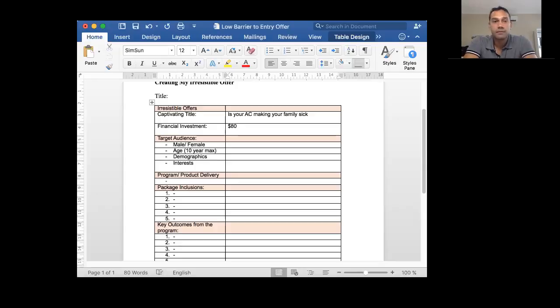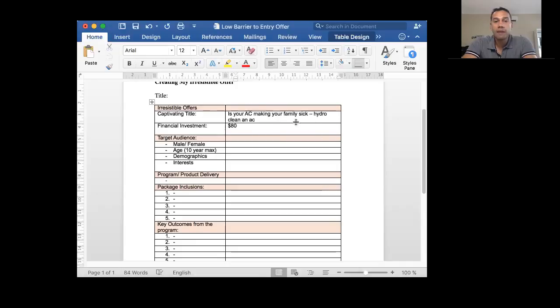$80, right? It's a no-brainer, okay? So this is a hydro clean and AC. Right, target market. When you go for the family sick one, you're actually targeting women, but we'll put male and female, okay?